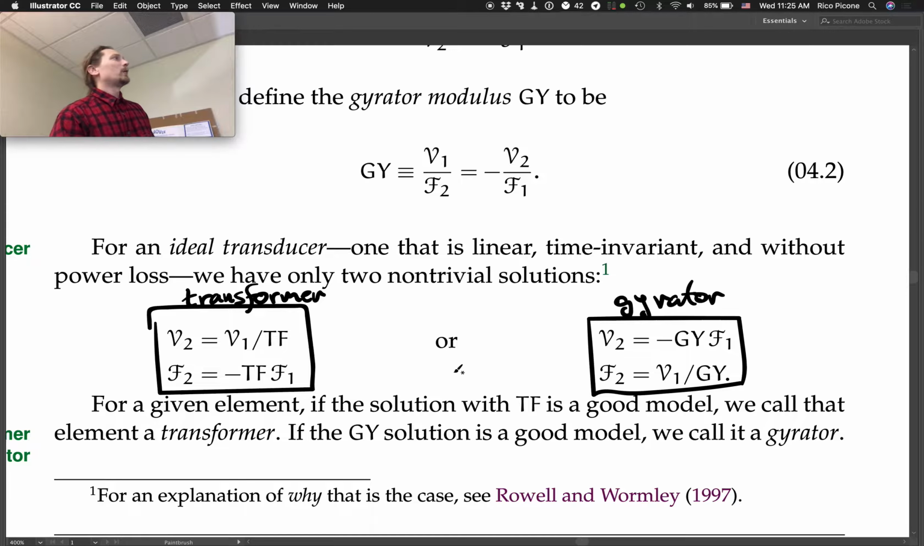So are we going to have to go back to the drawing board if we're going to model real systems with these models? No is the answer. I was kind of tricking you guys. What we'll do is use these ideal versions.